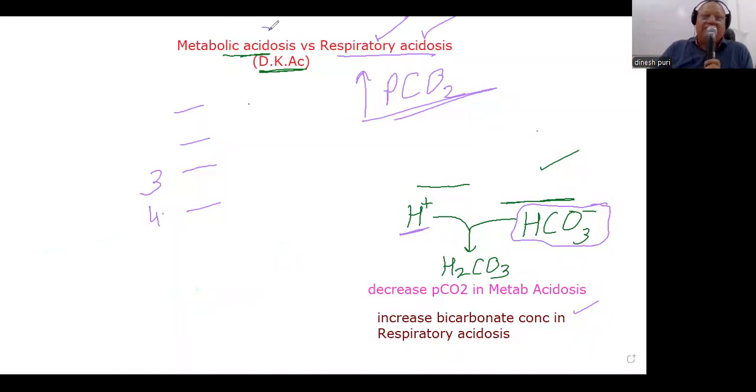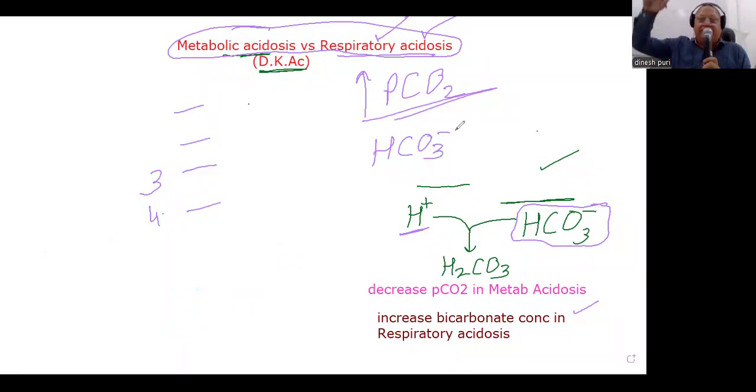At the moment, we have discriminated between metabolic and respiratory acidosis. In metabolic acidosis, the primary defect is fall in the bicarbonate concentration, compensated by decreasing PCO2. In respiratory acidosis, the primary defect is raised PCO2, which is compensated by elevating bicarbonate by renal compensatory mechanisms. Some other time we will discuss.